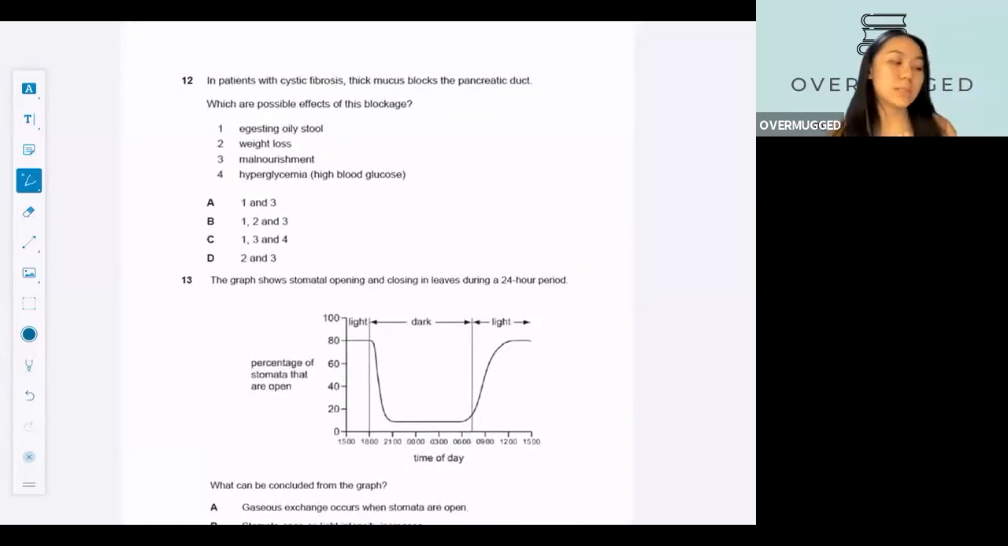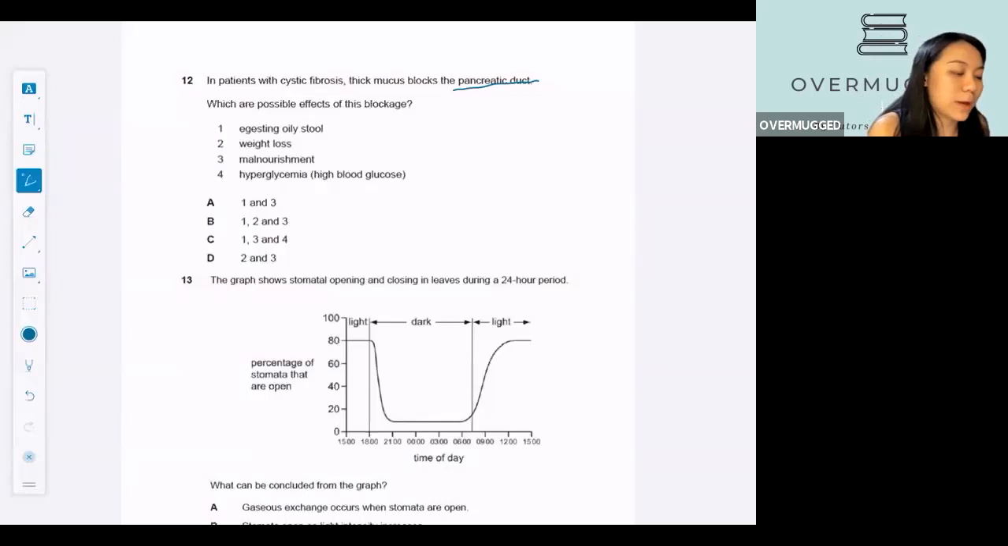Okay, in a patient with cystic fibrosis, thick mucus blocks the pancreatic duct. So you need to know what the pancreatic duct is. What is the pancreatic duct used for? It is used for releasing whatever the pancreas produces into the small intestine. Okay, so this is the first part. You need to recognize that.